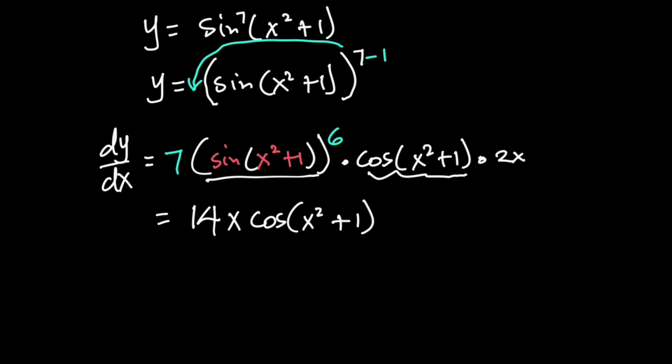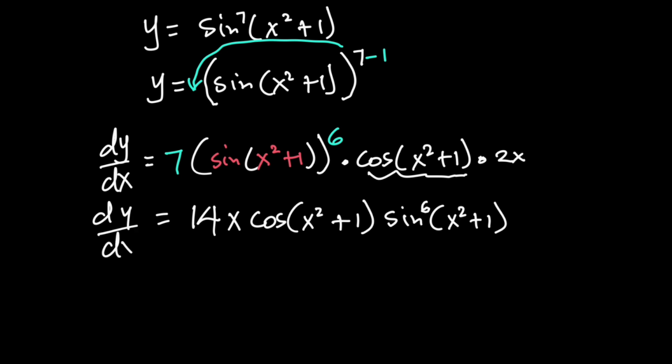Then we have this right here, which is going to be sine(x squared plus 1) all to the 6th power. But remember, trig ratios do not accept powers this way, so I'm going to have to put the 6 right here instead. And that is pretty much it for this question. That is it. So dy/dx is equal to this right here.